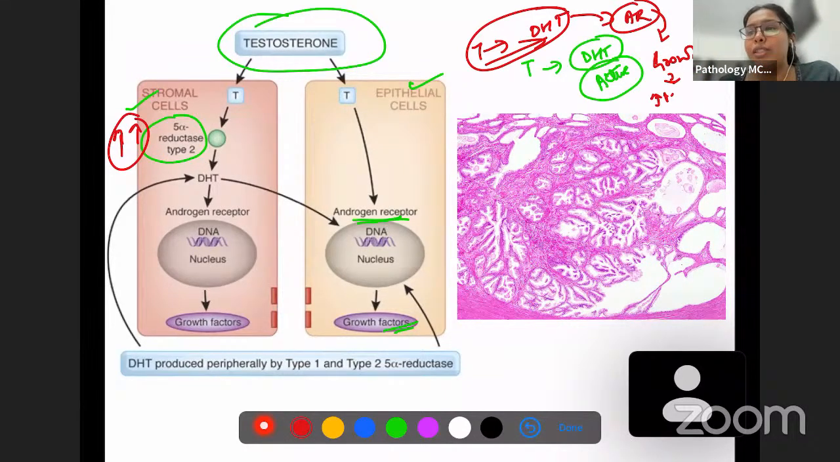You can see here there is hyperplasia of the benign glands as well as the stroma. There are lots of cells here. So this is what happens.